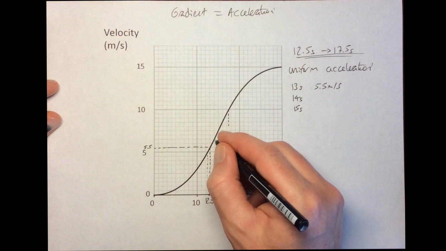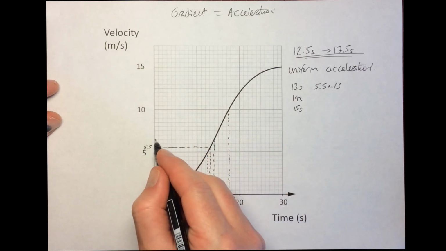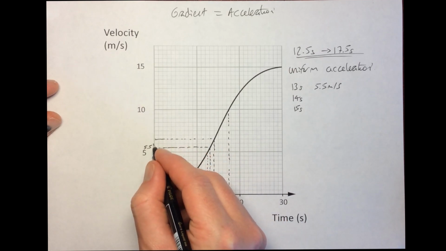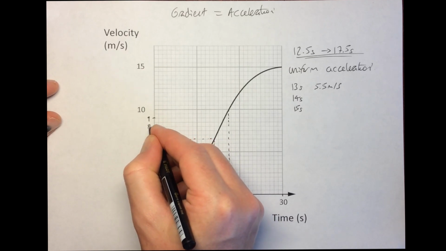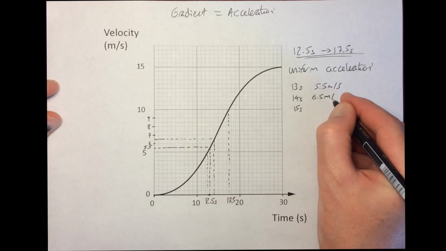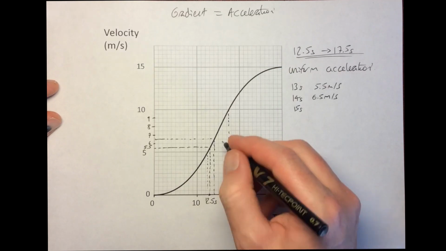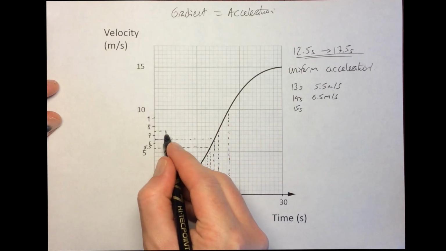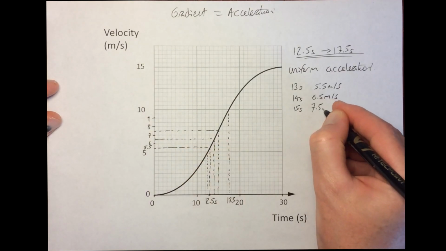Now 14 seconds is here. If you again just use a dotted line, you can see that at that point the velocity is, that's 5.5, that's 6, that's 7, that's 8, that's 9. So we can see that it's 6.5 meters per second at 14 seconds. Then if you go to 15 seconds, which is here, and draw across, you can see again that the graph is at 7.5 meters per second.